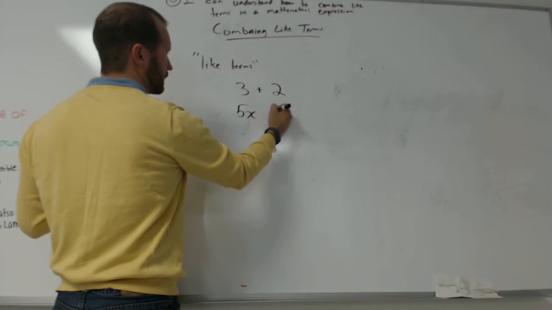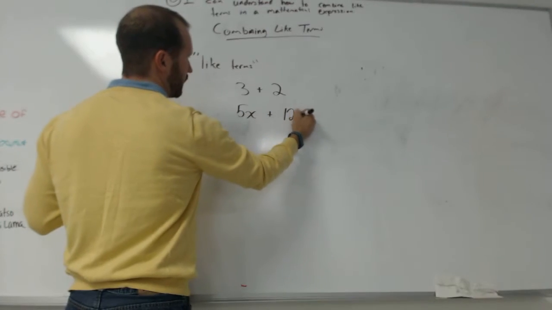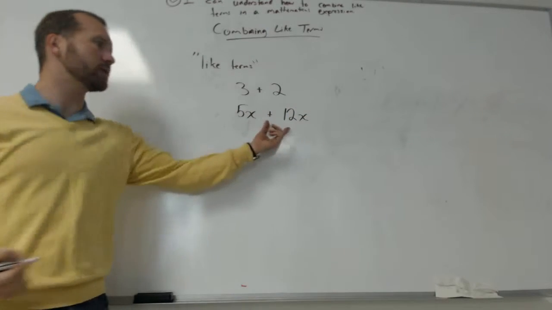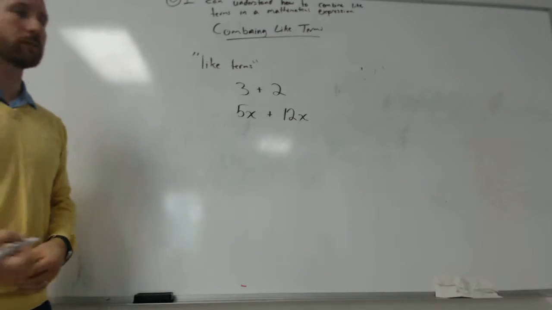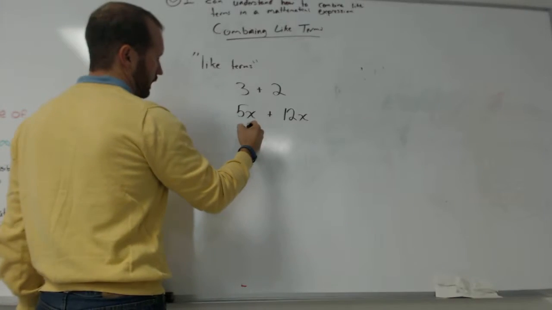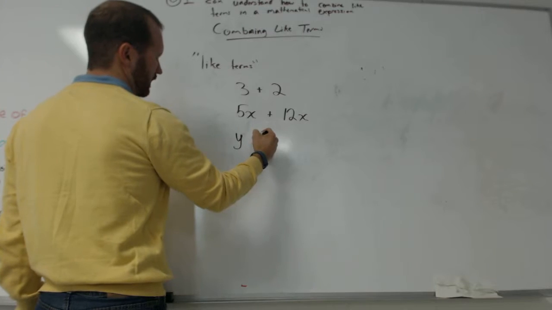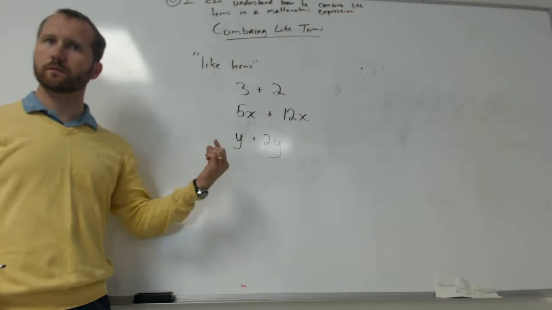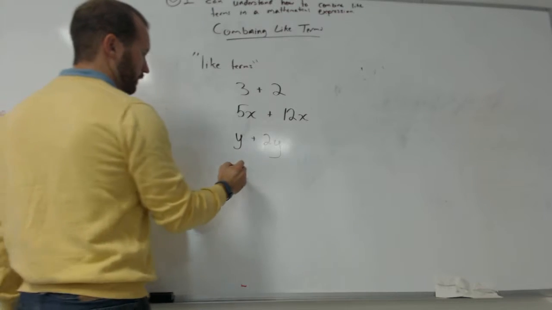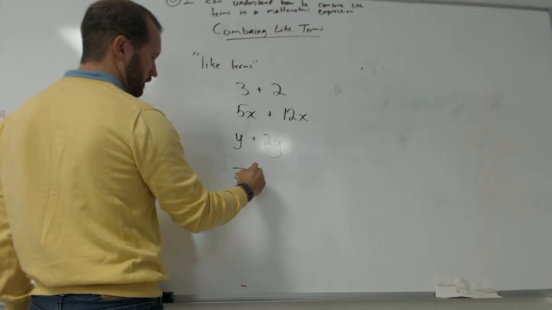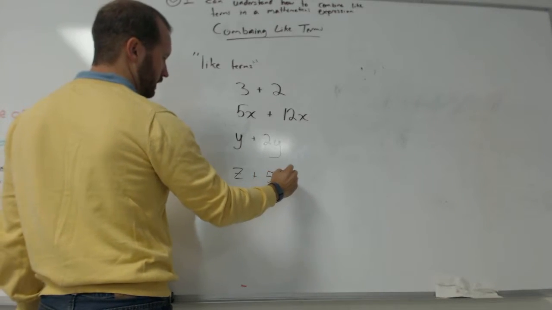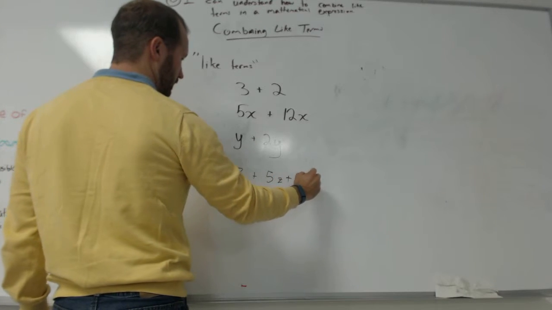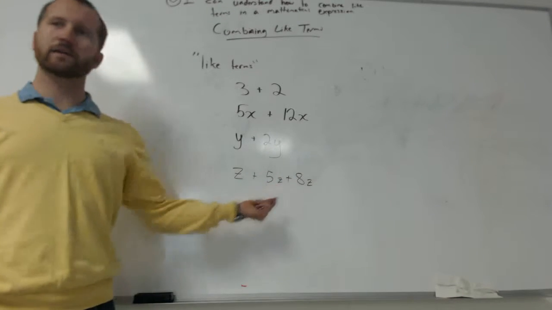5x and 12x. These are also like terms. y and 2y. These are also like terms. z, 5z, and 8z. These are also like terms.